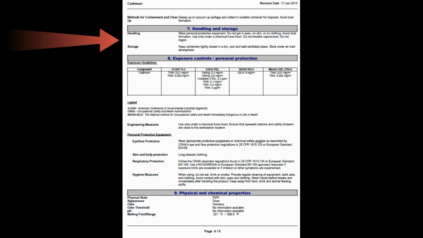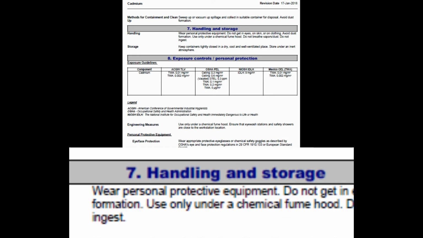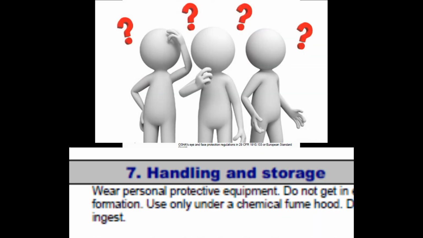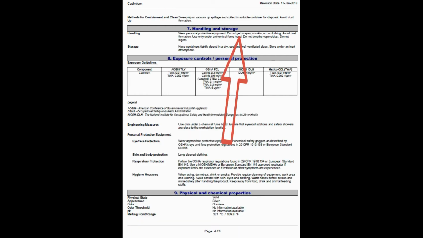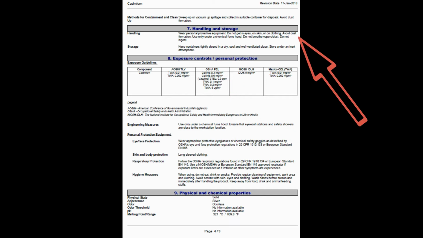And now we have handling and storage. And one of my favorite issues that a lot of SDSs have is wear personal protective equipment. What PPE? You cannot just say wear PPE. You got to tell me what. But here we go, an SDS that tells me wear PPE. Now, it also says don't get in the eyes, on skin, or in clothing. That's all good. Avoid the dust formation.